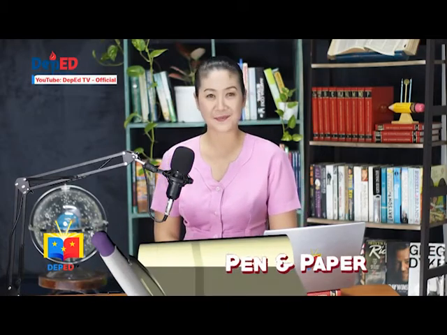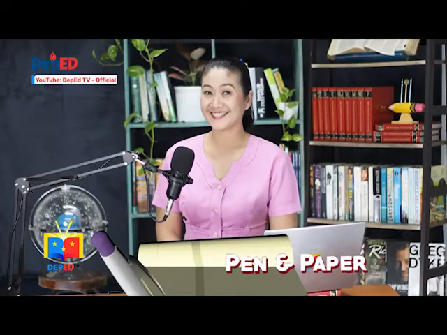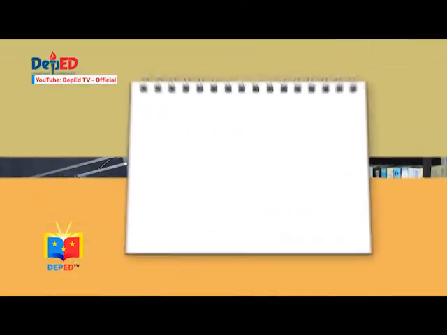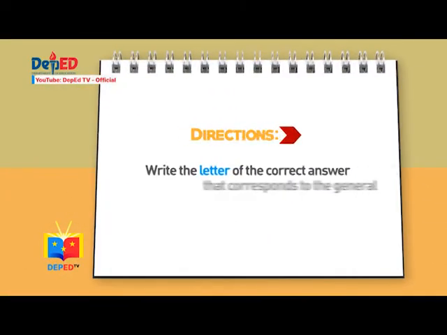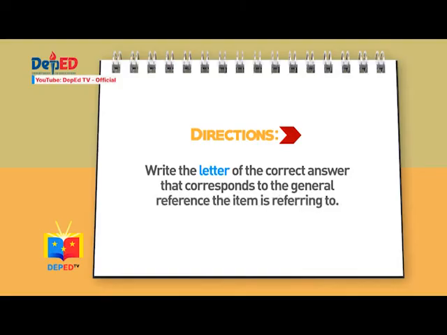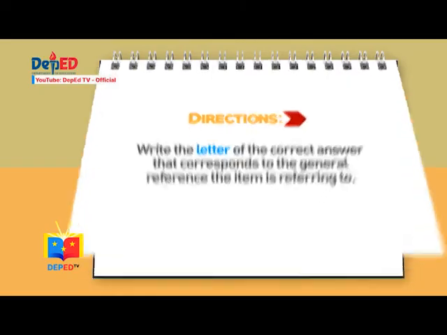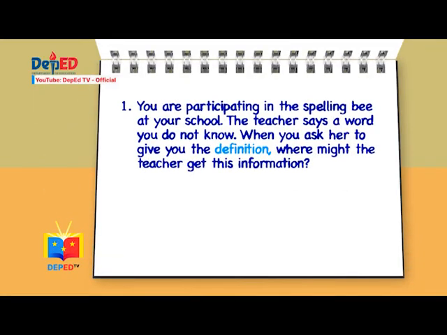All set for more? What are you waiting for? Grab your pen and paper. Ready? Let's begin! Directions. Write the letter of the correct answer that corresponds to the general reference the item is referring to. Number 1. You are participating in the spelling bee at your school. The teacher says a word you do not know. When you ask her to give you the definition, where might the teacher get this information?